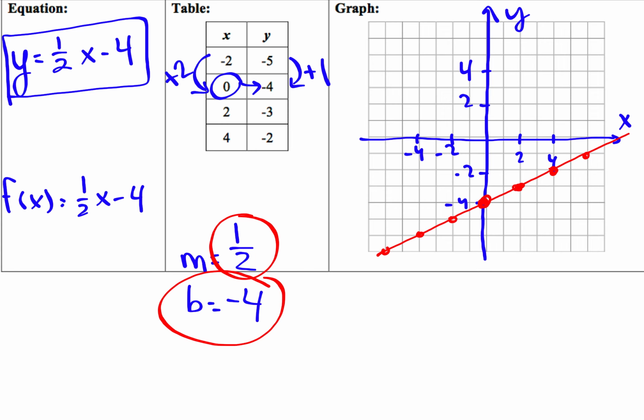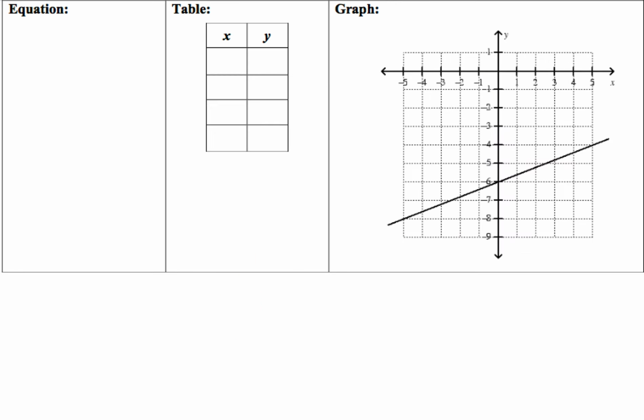Okay, next example, we're going to start having a graph. We're going to create the equation and the table. Well, let's go ahead and create the table first here. We've got these 3 points which we can put into the table. This point here is negative 5, negative 8. This point here is 0, negative 6. And this point is 5, negative 4.